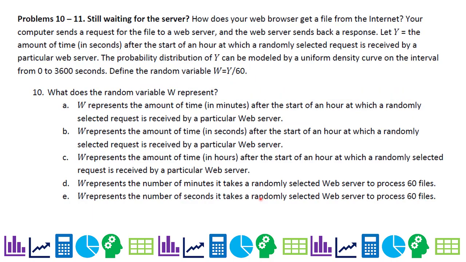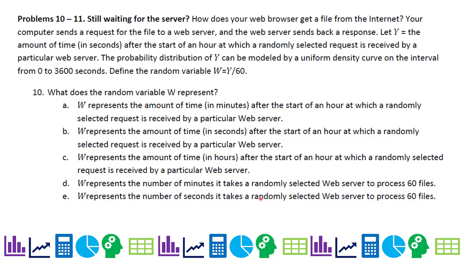Problem 10, still waiting for the server? How does your web browser get a file from the internet? Your computer sends a request for the file to a web server, and the web server sends back a response. Let y equal the amount of time in seconds after the start of an hour at which a randomly selected request is received by a particular web server. The probability of y can be modeled by a uniform density curve on the interval from 0 to 3600 seconds.